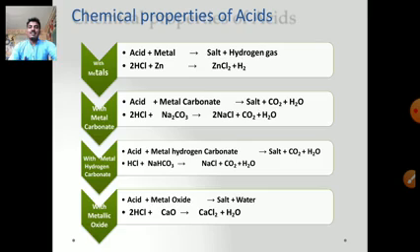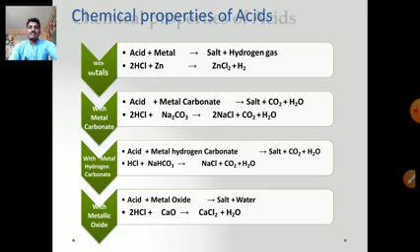Third one is with metal hydrogen carbonate. The acid reacts with a metal hydrogen carbonate. It is converted into a salt plus carbon dioxide plus water. For example, HCl reacts with sodium bicarbonate, NaHCO3. It is converted into NaCl, it means salt, plus CO2 plus H2O.